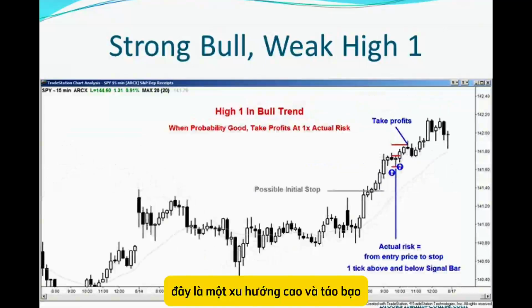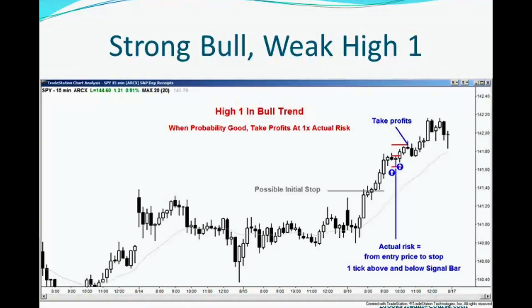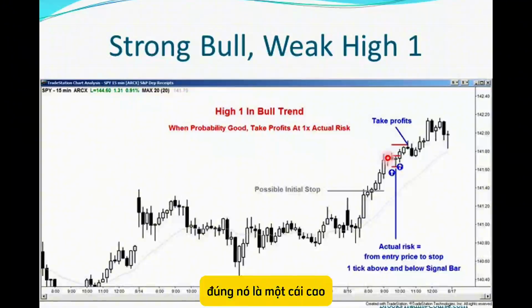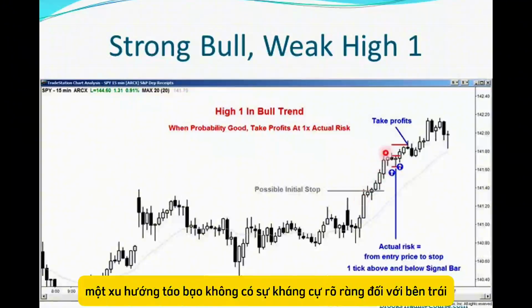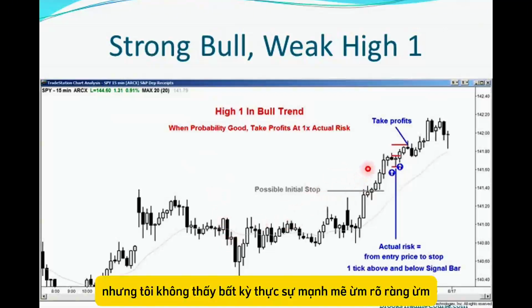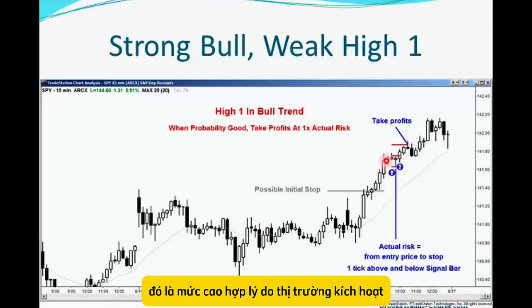Here's a high one in a bull trend, and the probability is good. And when the probability is good, you can exit at 1 times your actual risk. Let's say you bought above this bar, right? It's a high one, a bull trend, no obvious resistance to the left. There might be some measured move targets up there, but I don't see any really strong, obvious resistance, like a trend line or a trend channel line. So to me, that's a reasonable high one buy.